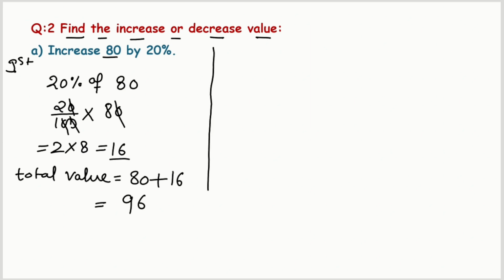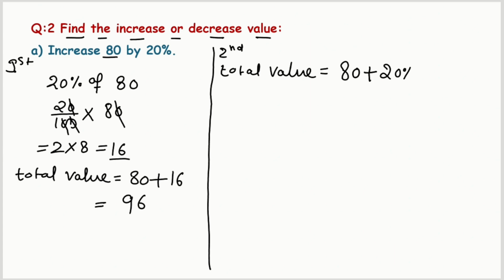Here we will see the second method. So in this, I will directly write total value, which is equals to 80 plus 20% of 80. So 80 plus, here we are taking the increment, that's why I am putting the plus sign, and what increment? 20% of 80, that's why 20% of 80.